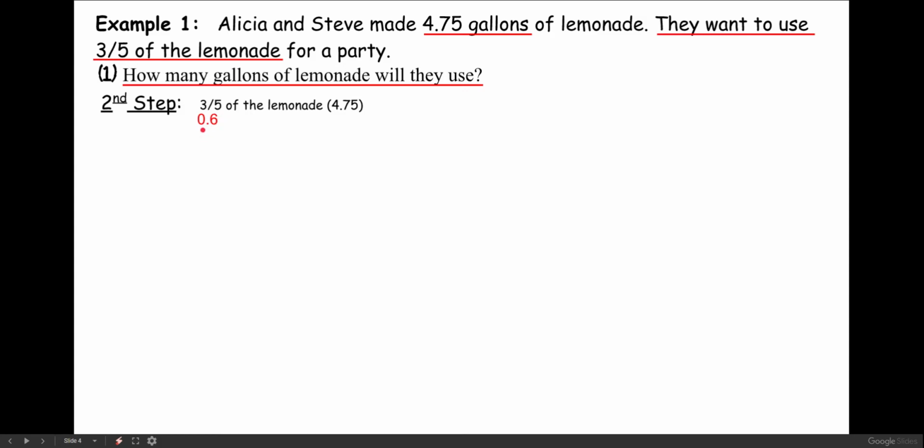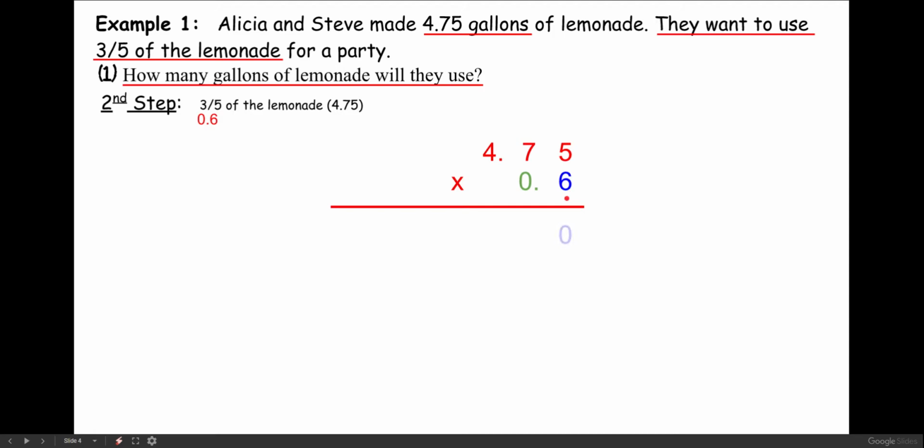So I'm going to multiply 0.6 times 4.75, and when I do that, I put the number with more digits on top. 4.75 has 3 digits, and 0.6 only has 2, or maybe 1 digit, depending on how you count it. Now we do multiplication as normal.